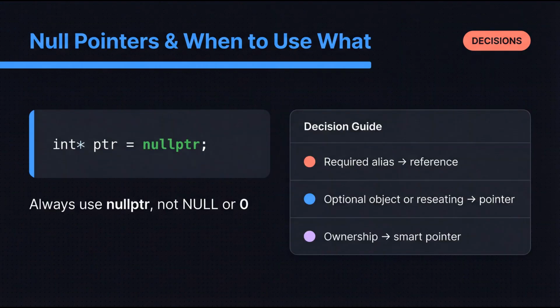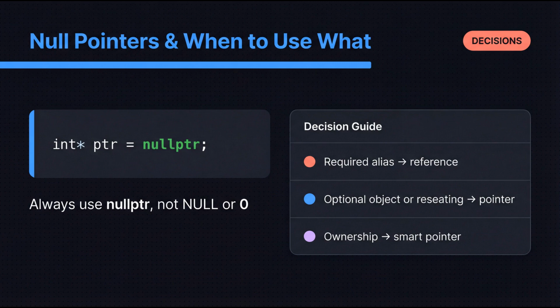A pointer can be null, meaning it points to nothing. In modern C++, always use nullptr, not the old NULL macro or zero. nullptr is type-safe and unambiguous.